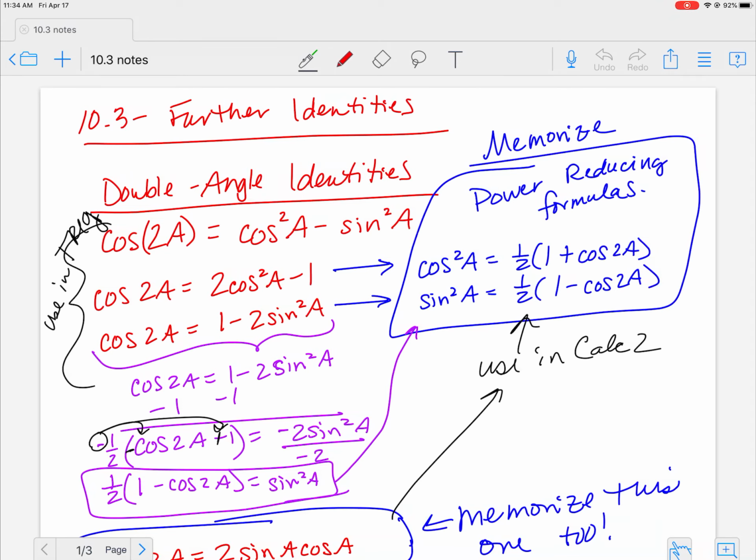All right. So let's do this thing. These are further identities, nice and vague, right? With the further identities, the first ones that we're going to look at are double angle identities.